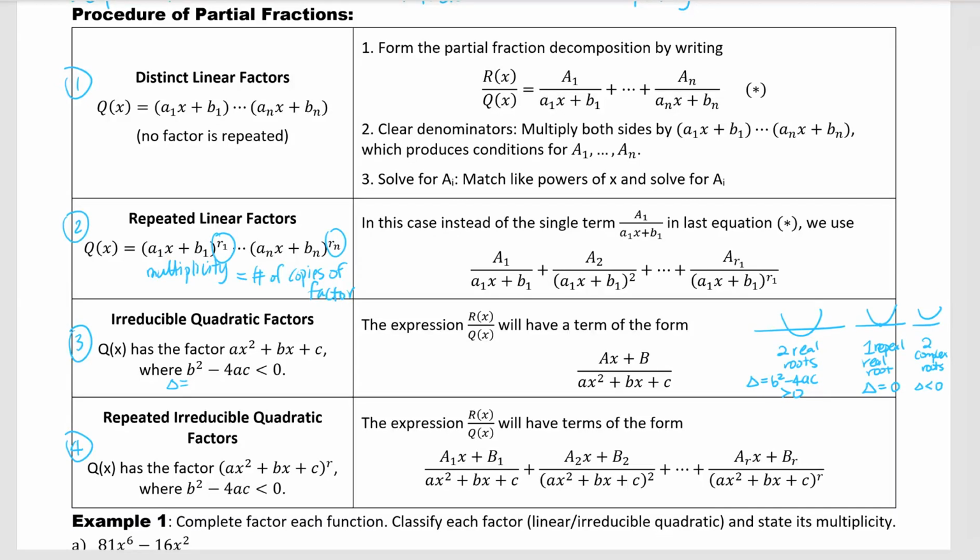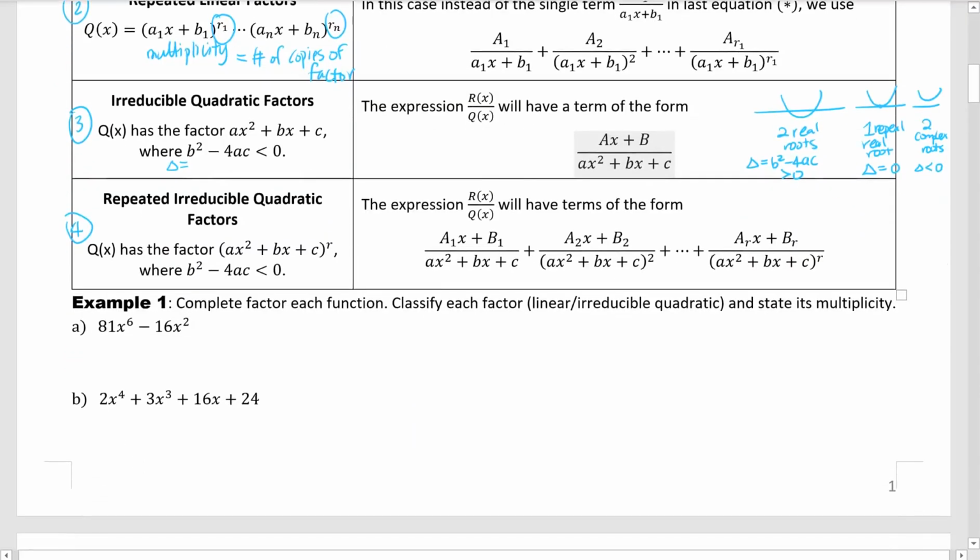Okay, case 4, repeated irreducible quadratic. And then suppose we have multiplicity r, and then instead of setting up one term, you start with one copy in the denominator, and you increase the copy until you reach the multiplicity. And all the numerators are linear functions, okay? Because the degree of the numerator must be less than the degree of the denominator. Okay, so those are the 4 cases. Now, let's do some examples.